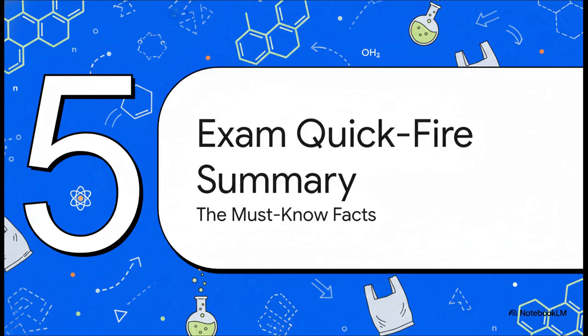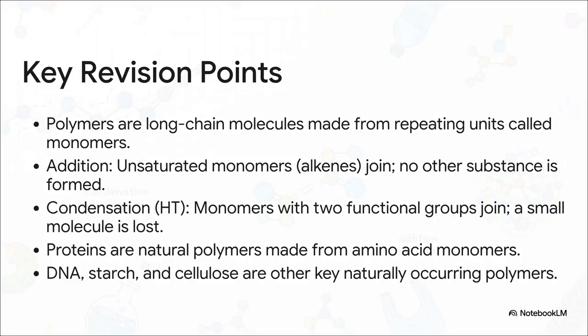Okay, time to bring it all home. Let's do a quick recap. If you're revising for your exam, these are the absolute must-know essential facts about polymers. Right, get these 5 points locked into your brain. Know your basic definitions, monomer and polymer. Know the key feature of addition polymerization, no other product. For higher tier, know the key feature of condensation, a small molecule is lost. And finally, be able to name a few natural polymers and what they're made of.